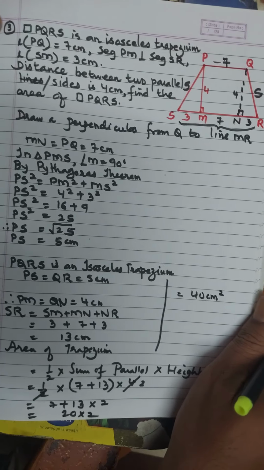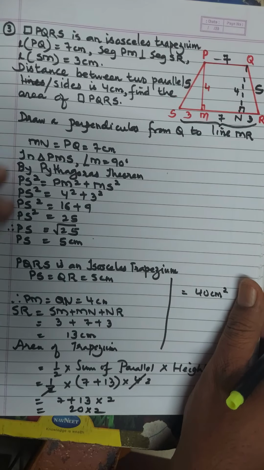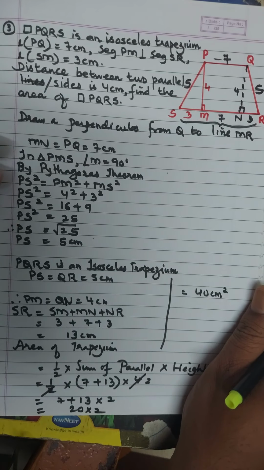So this is the 3 questions of the formulae of area of trapezium. I hope you understood these questions. It's very easy, step by step.